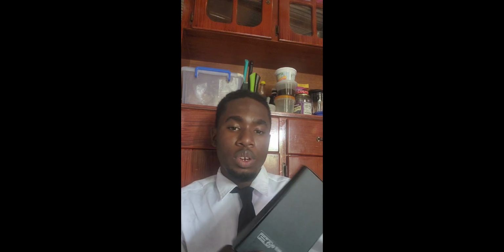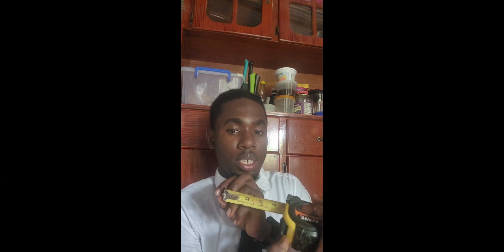22. Correct. So the perimeter of this rectangular box is 22, and remember we measured in inches, so always put in your unit that you measured in. So the perimeter of this rectangular box is 22 inches.